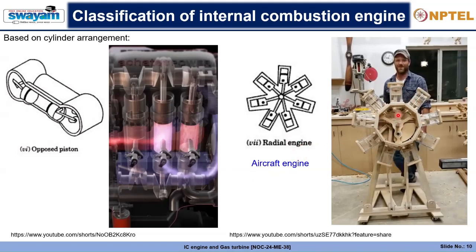This is the front of the propeller in an aircraft engine. But nowadays, in commercial long-distance flights, this kind of arrangement is not used. We have jet engines, and this kind of prop engine is only used in smaller aircraft, like the aircraft used to supply chemical fertilizers to farming fields. Those kinds of aircraft use this radial engine. So that was all about how we can classify engines based on cylinder arrangement.